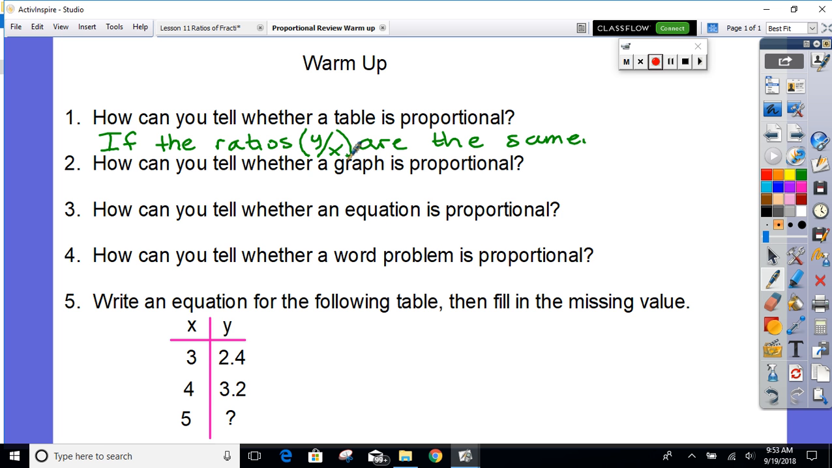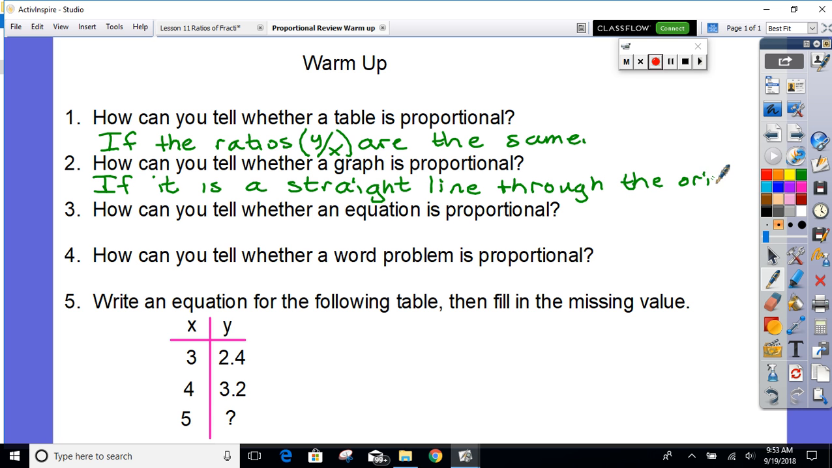Okay, Ashley, how can you tell whether, oh, Ashley's not in here, she's at the nurse. Dennis, how can you tell whether a graph is proportional? If it's a straight line from the origin. Excellent. Well, you guys are good. If it is a straight line through the origin.